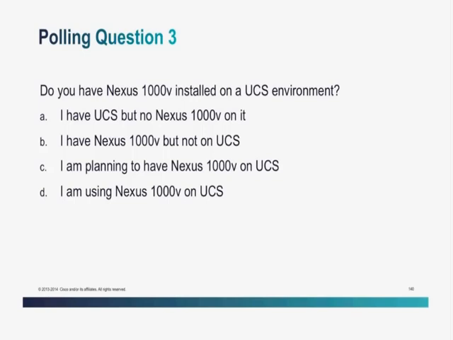So the polling question is open on the right-hand side of the console. The question is, do you have Nexus 1000V installed on a UCS environment? There are four options, so please take a moment.